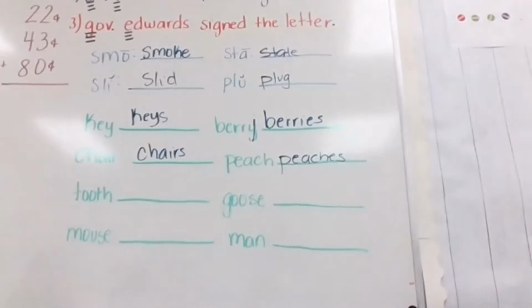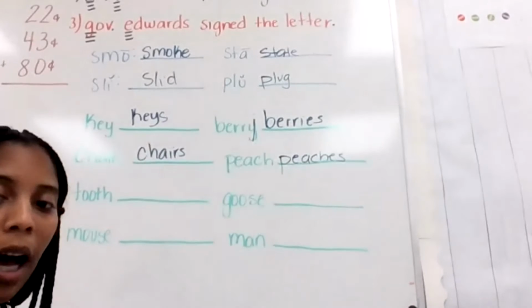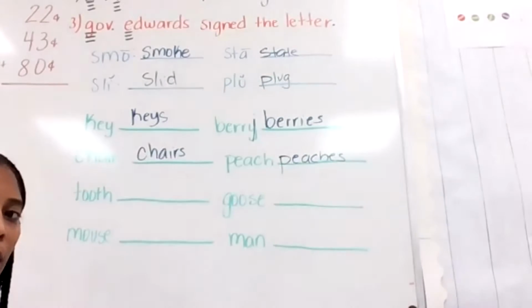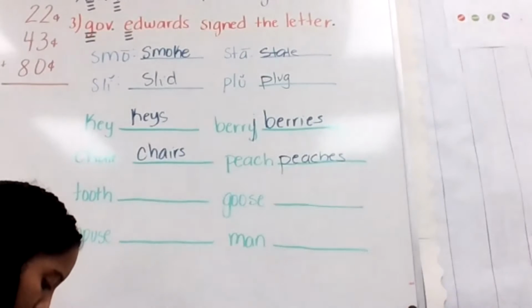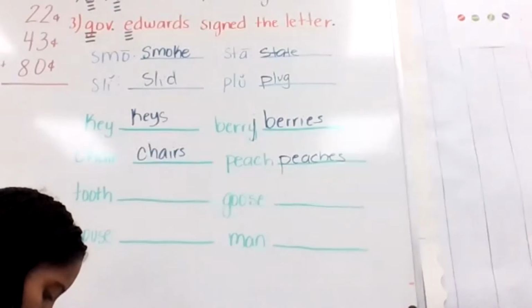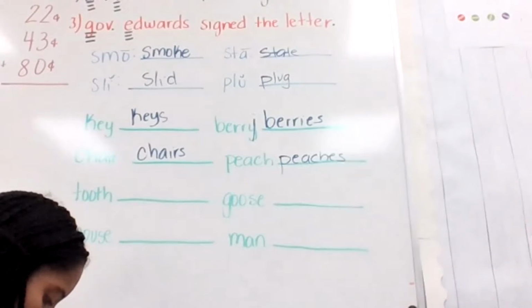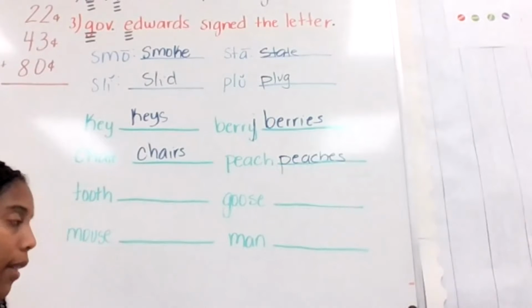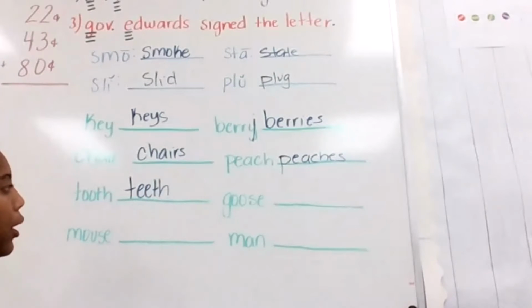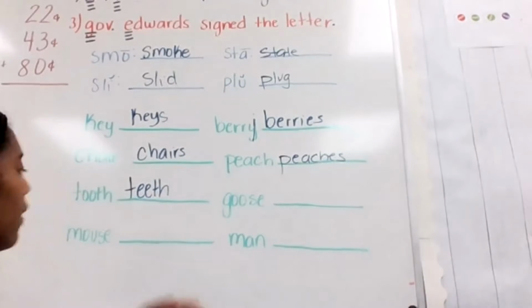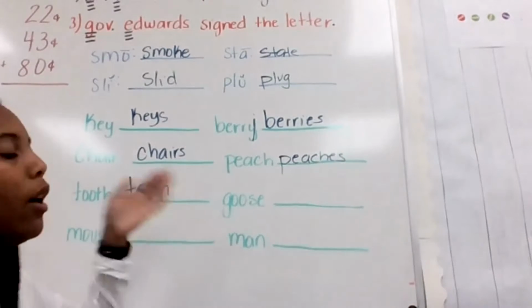Next I have tooth. Now this one is different. Remember, how do I change tooth into plural? Teeth, yes. So remember, some of them are called irregular plural nouns, and some of them will completely change, and that's an example. Tooth will turn into teeth.